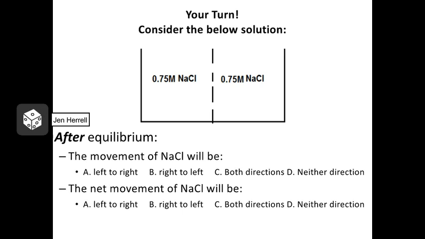So we have this solution that's at equilibrium. Now you might think, okay, well, there's no reason for the molecules to move around now, so the movement might be neither direction. But remember, anytime I'm asking about just movement, the answer is always both directions. Even though equilibrium has been reached, those molecules are still going to be moving around both directions all the time. Okay, that's just the nature of Brownian motion.